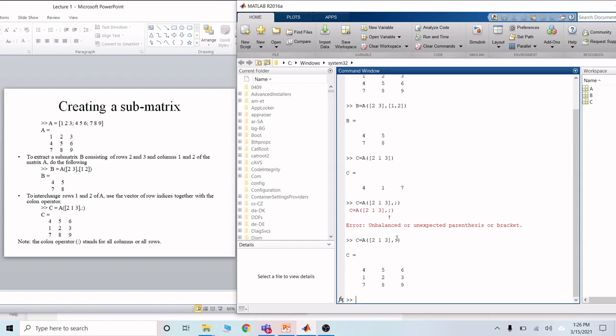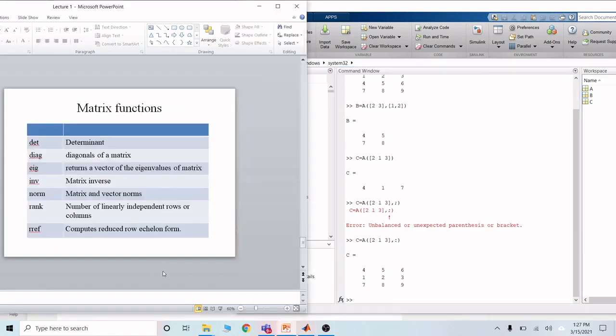Okay. I want to note down row 2, then row 1, then row 3, and all columns. I have not written the comma colon here, so it gives only 417, because it gives only the first column. If you want all columns, then you have to write colon. Okay.